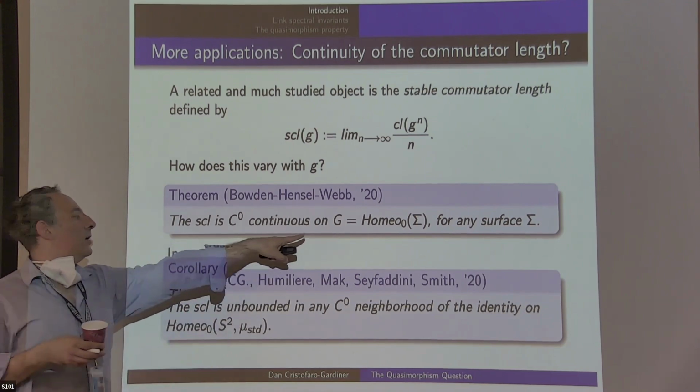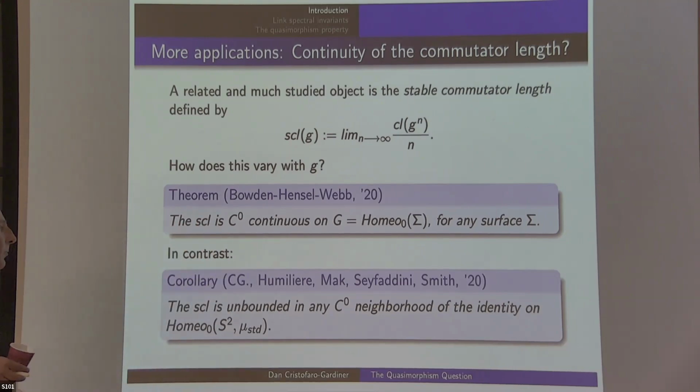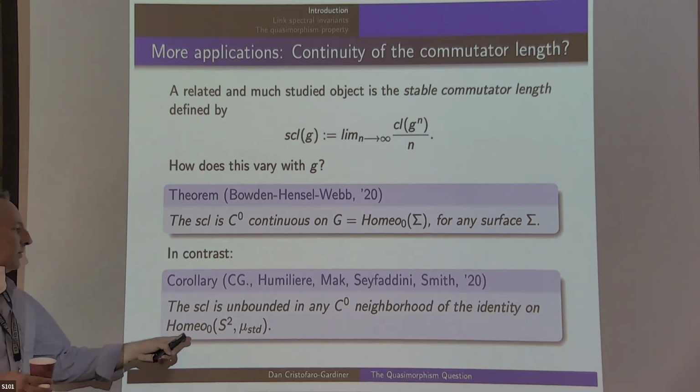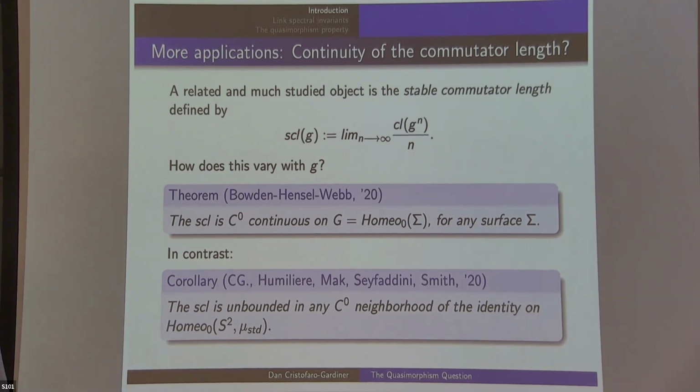For this earlier case of homeomorphisms of a surface, this is continuous. But we show with our quasimorphisms that the stable commutator length is actually unbounded on any C0 neighborhood of the identity in this group. So in particular, it's definitely not continuous. So you get some surprising contrast to the previous result. I probably won't have time to explain much about the proof, although we can see at the end. Are there any questions about any of this stuff?